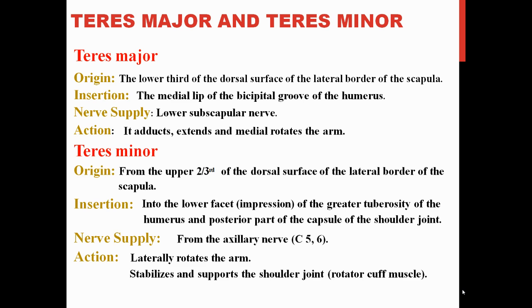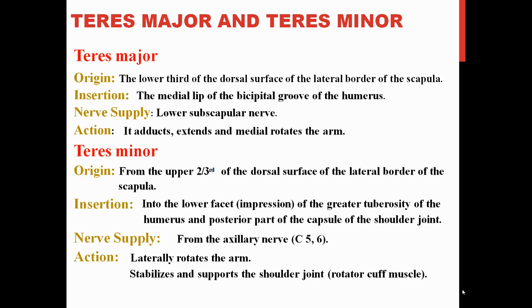Now we will see the teres major and teres minor. Teres major takes the origin from the lower third of the dorsal surface of the lateral border of the scapula and inserts into the medial lip of the bicipital groove of the humerus and nerve supply will be lower subscapular nerve, and it adducts, extends and medially rotates the arm. This is the main action of the teres major.